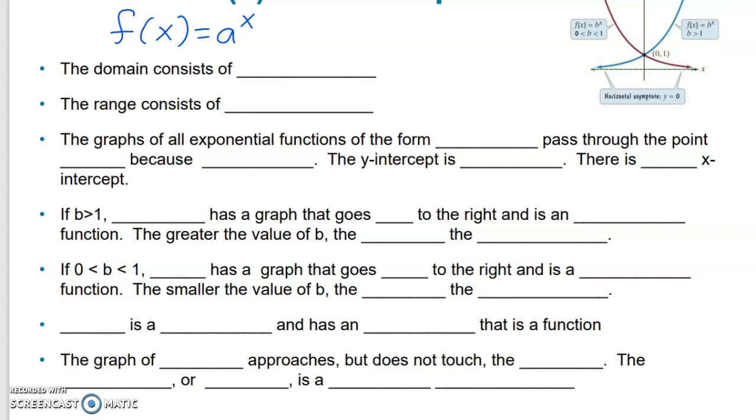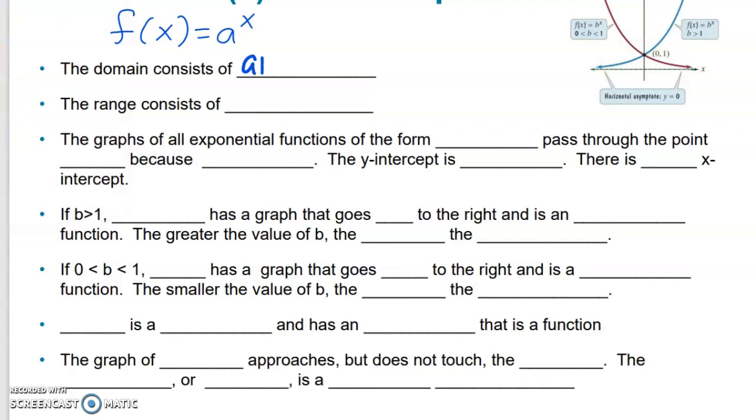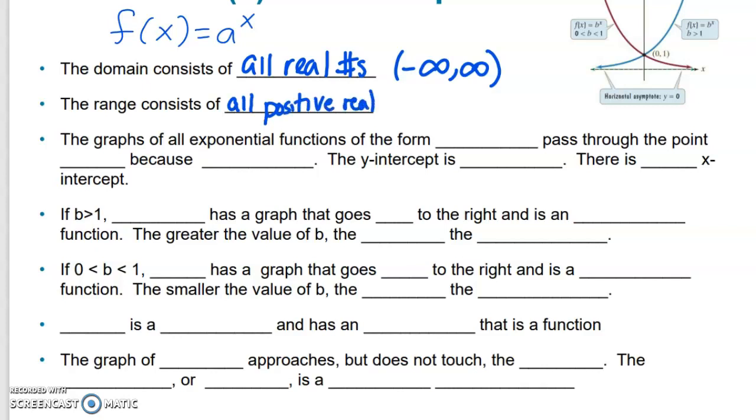The domain, I already mentioned this, consists of all real numbers. In interval notation, I would write that as negative infinity to positive infinity. The range, your y values, your outputs, will always be positive. So I'm going to say all positive real numbers. If I was to write that in interval notation, it would never be equal to 0, so I would have a parenthesis because it's an open interval, 0 to positive infinity.